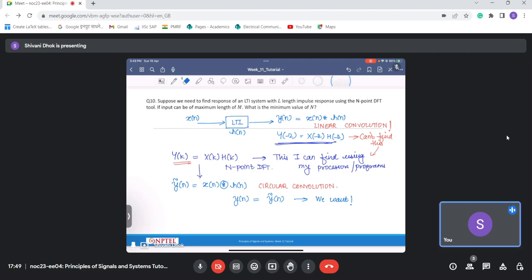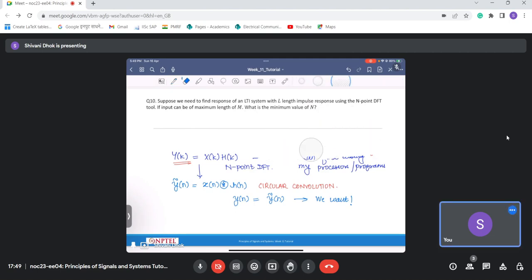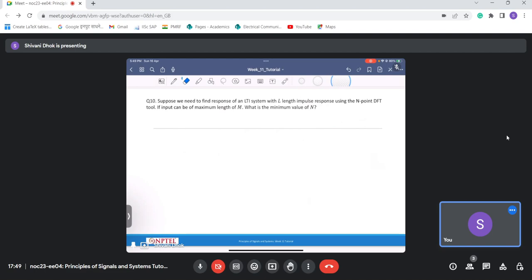Okay, let me start from zero. What we have been given is an LTI system. Let's say its impulse response is h[n]. Now, an input to this system is x[n], and let's say its output is y[n].